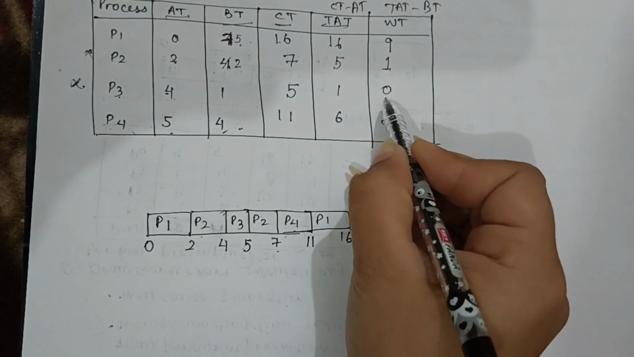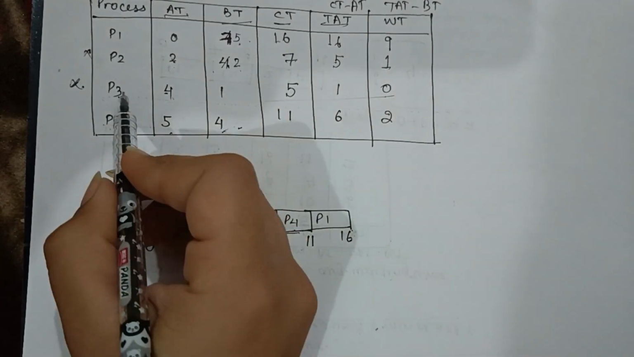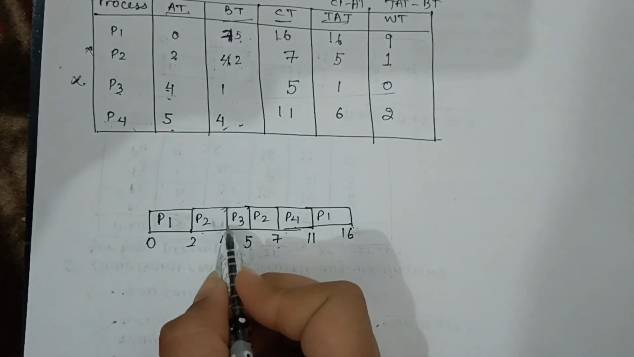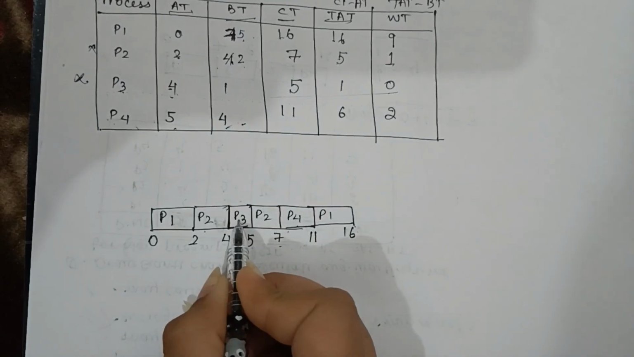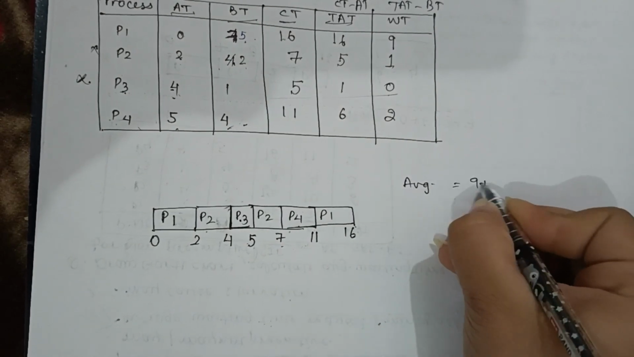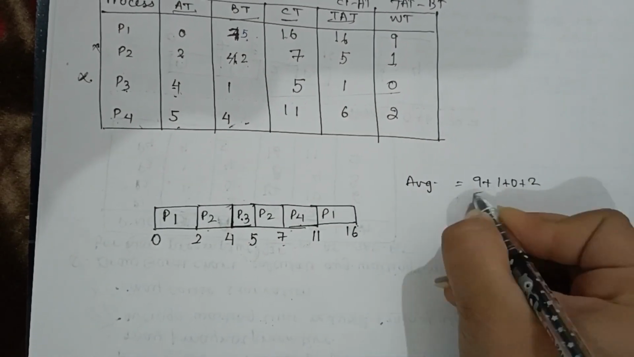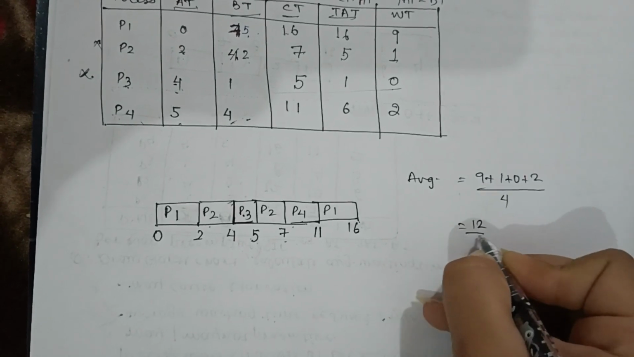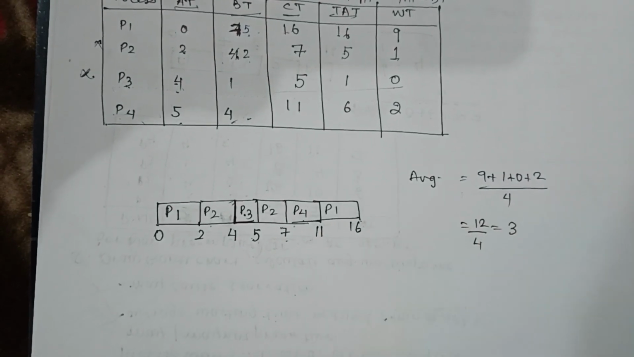So here is a 0. Why is it 0? Because P3 arrived at 4. P3 executed at 4. So its waiting time is 0. And you have to calculate the average waiting time. That would be 9 plus 1 plus 0 plus 2 divided by 4. 12 by 4. That would be 3 units of time.